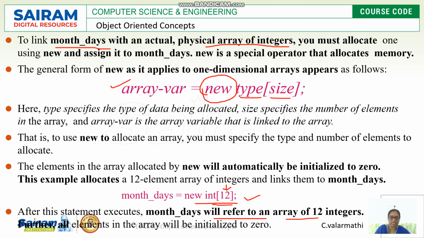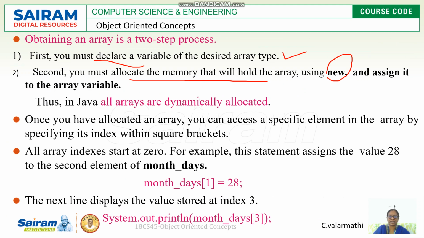That means month_days equal to new int. Like this we have to assign, and some of the arrays will be allocated dynamically. So in some cases we can allocate the arrays dynamically. Then all arrays will start at 0. We know that every array starts at the 0th location. The first location is always referred to by index 0.